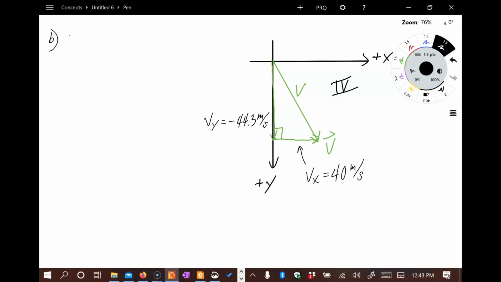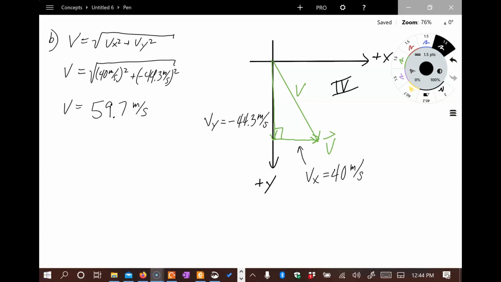Part B asks us, what is the speed right before it strikes at the end there? Well, that's to find out what V, the magnitude, is. That's going to be equal to, using the Pythagorean theorem, Vx squared plus Vy squared. Let's plug our numbers in and see what we get. And so we end up getting the final speed right before striking the ground, 59.7 meters per second.